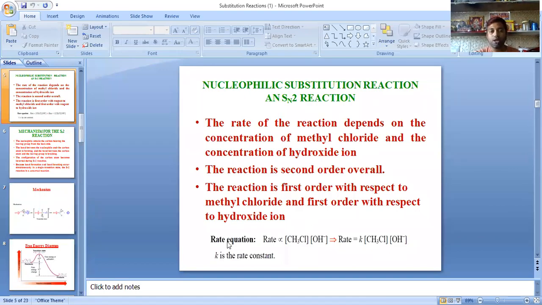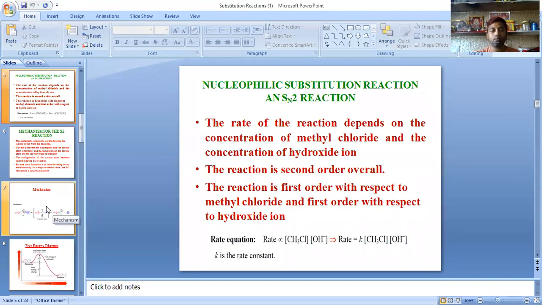This is the rate equation. Rate is directly proportional to the concentration of the substrate and the concentration of the nucleophile. So rate equals k times the concentration of the substrate times the concentration of the nucleophile, where k is the rate constant. That is why it is known as bimolecular: the rate of the reaction depends on the concentration of substrate as well as the concentration of the nucleophile.